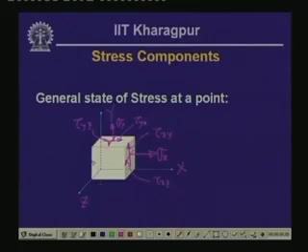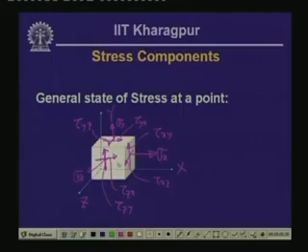This particular plane, the normal to which is parallel to z, we call the z plane, and on this we have the stresses acting: the normal stress, which is sigma z. On the z plane in the x direction we have tau zx, and then in the y direction, in the positive direction of y, we have tau zy.